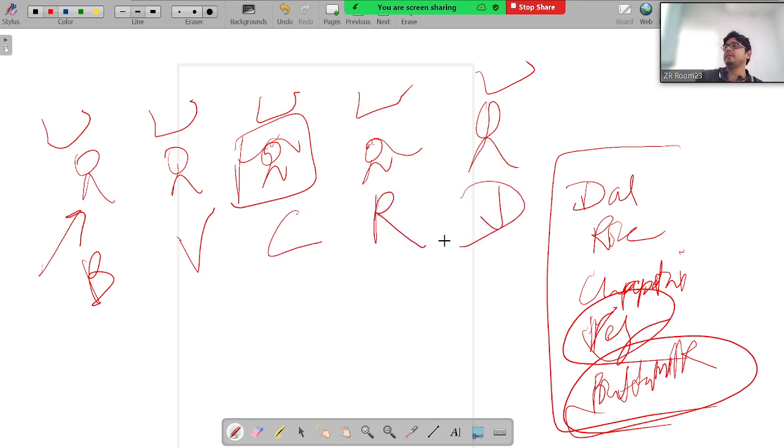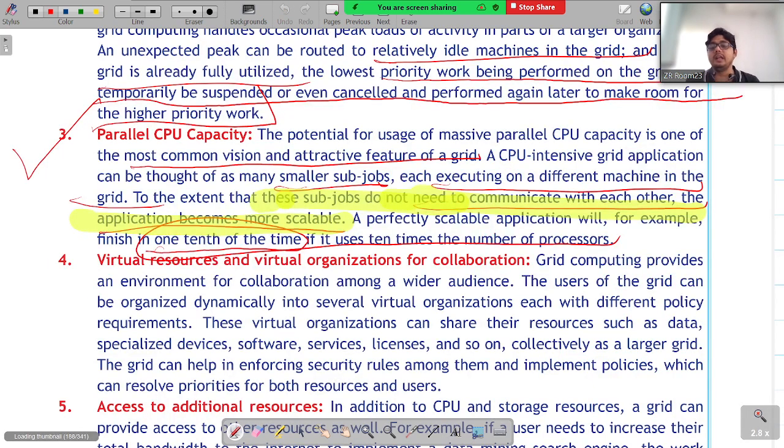Not understood? These tasks are not related with each other. So we can finish our entire task in 1 hour rather than 5 hours because I am using parallel CPU, parallel people together. Understood? So this was written in English. These sub-jobs do not need to communicate with each other. They are not communicating with each other. The application becomes more scalable.